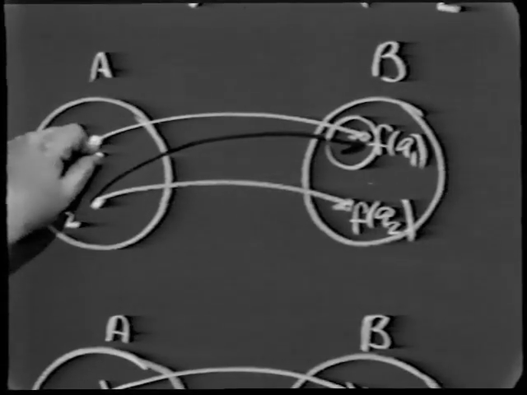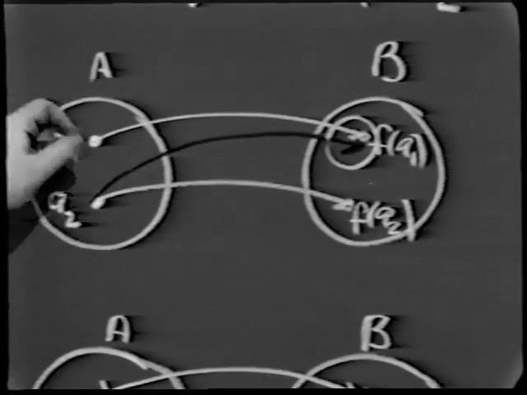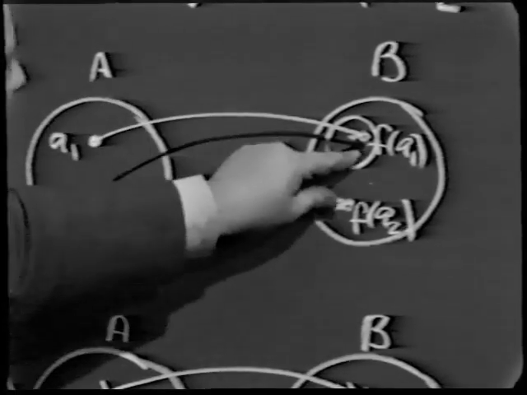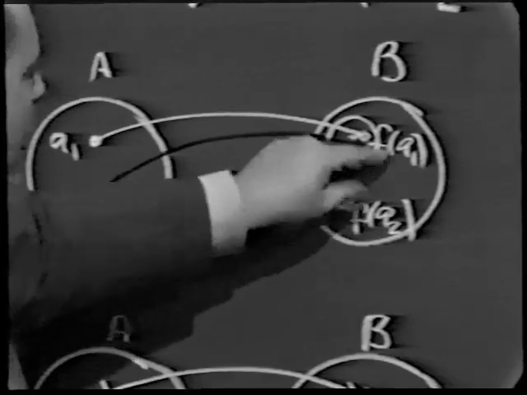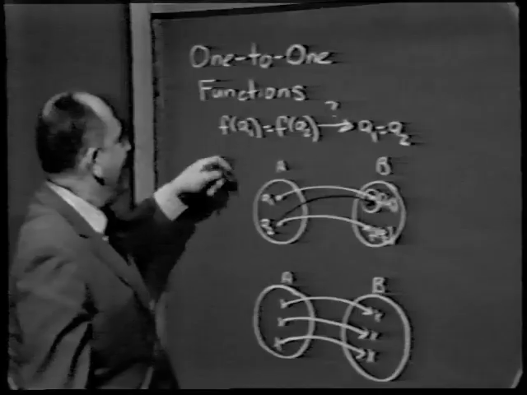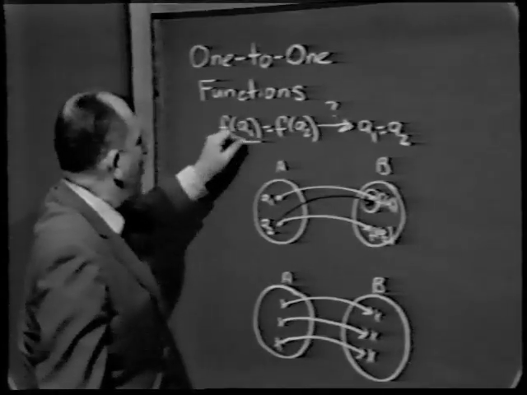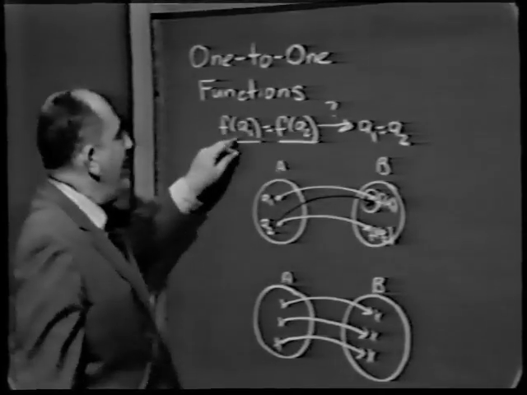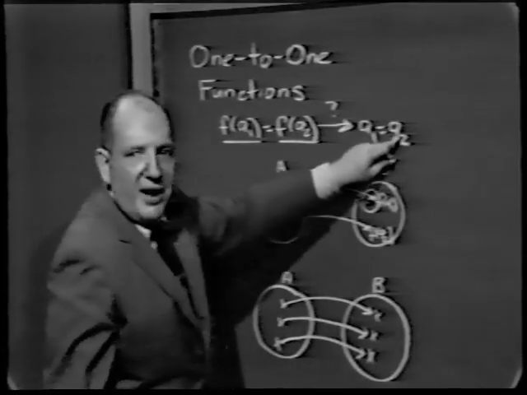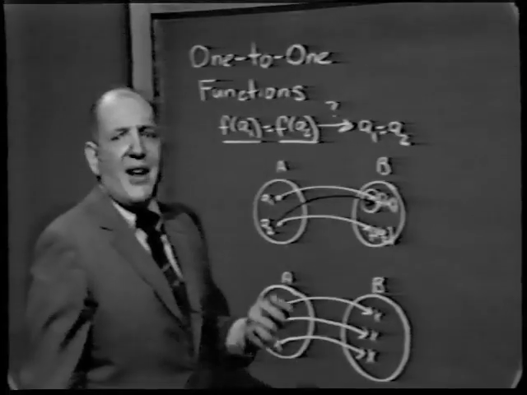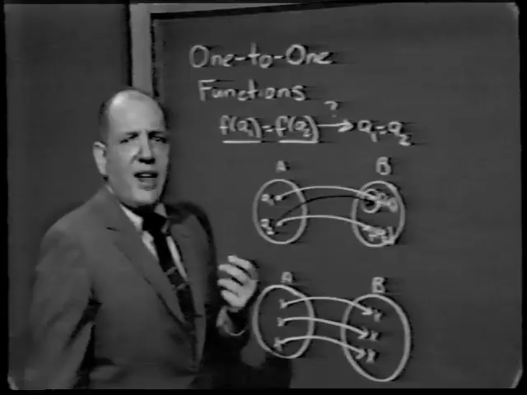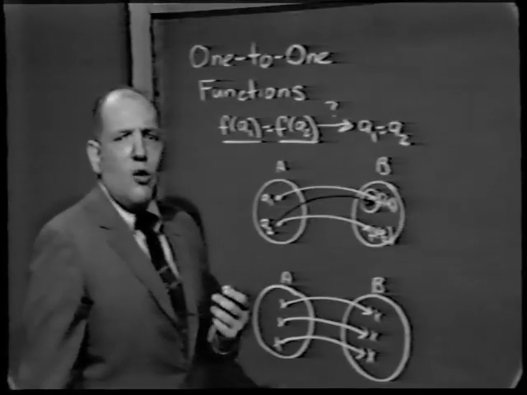So, in other words, if it should turn out that no two different elements in A can have the same image in B, notice what this says. This is the image of A1, this is the image of A2. It says if A1 and A2 have the same image, then they must be the same element. Now, if that happens, and again, as I show you over here, it doesn't have to happen, the function is called one-to-one.